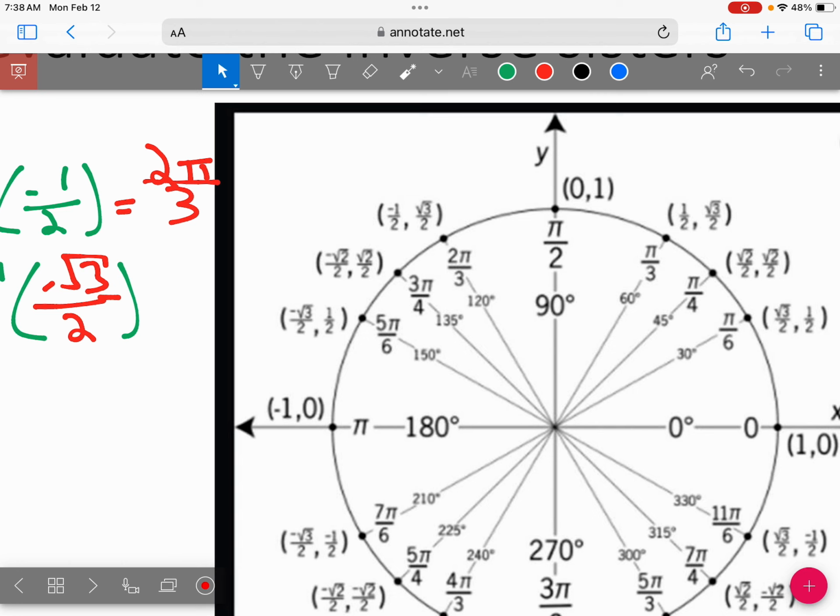Are we looking for the x coordinate or the y coordinate? X. It's a negative value. Are we looking at quadrant 2 or quadrant 4? 2. Can anyone on this side of the room tell me why it's quadrant 2 and not quadrant 4?